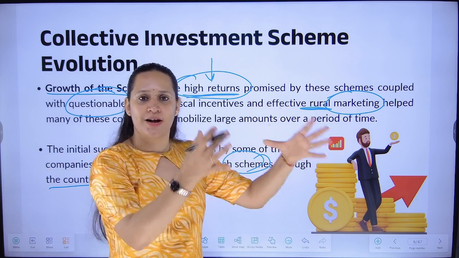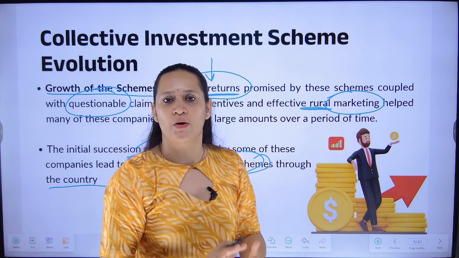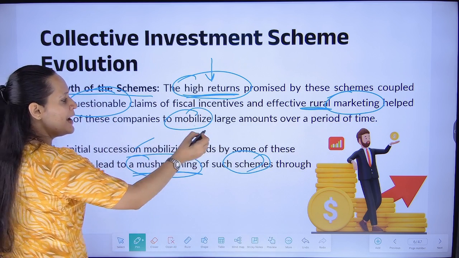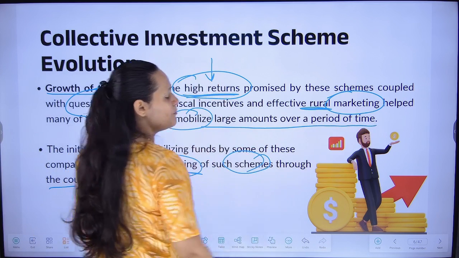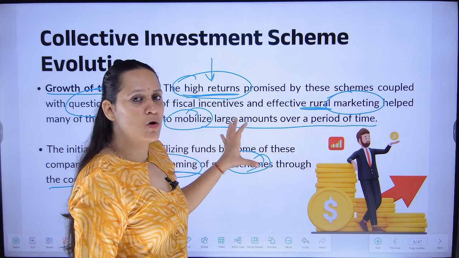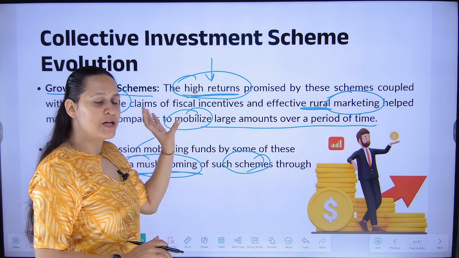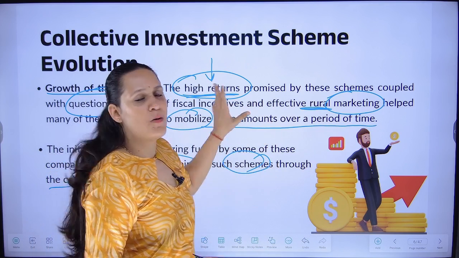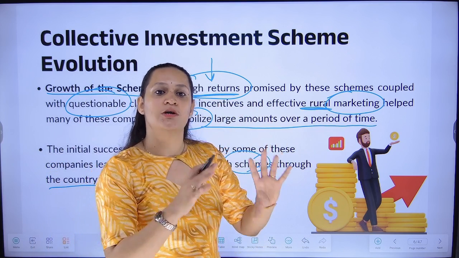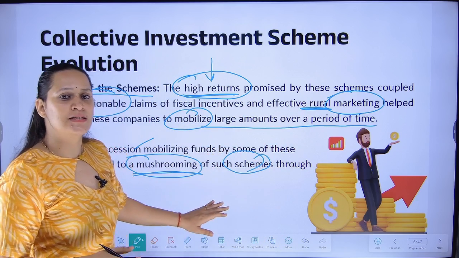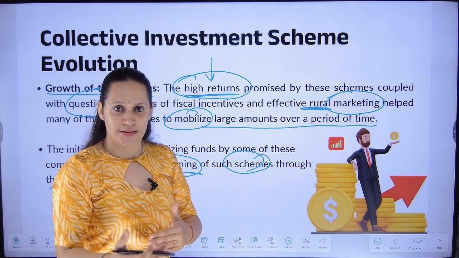If you show them one kind of picture, they're going to believe you and they're going to make the investment. And that is why they were able to mobilize a large amount of money over a significant period of time. So most importantly, these kinds of schemes flourished in the rural areas, where they were able to collect a lot of money by promising high returns. And because one scheme flourished, two schemes flourished, a lot of such schemes started coming into existence.